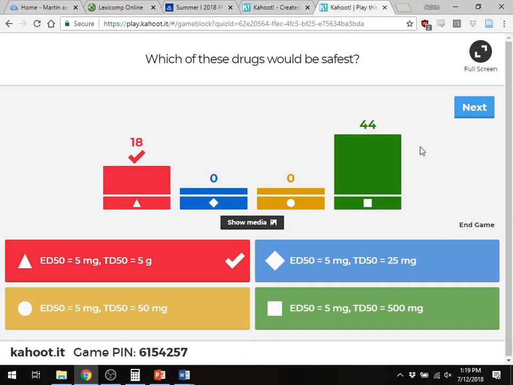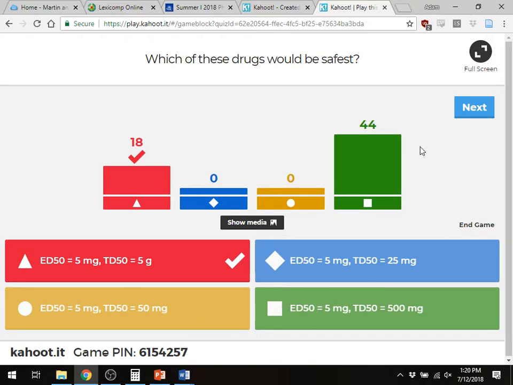The TD50 is in the numerator. The denominator is going to be the ED50, right? You wouldn't ever want an ED50 bigger than your TD50 because that means the drug would only be effective at toxic doses. We don't want to do that, right? So not great. So we're going to look for the biggest ratio between the toxic dose 50 to the ED50.